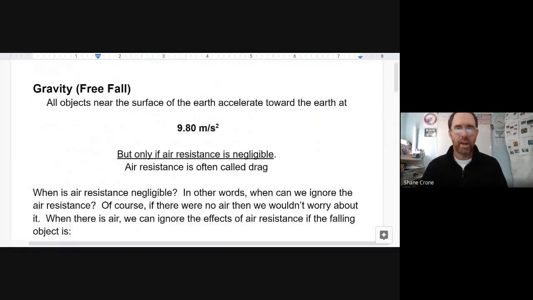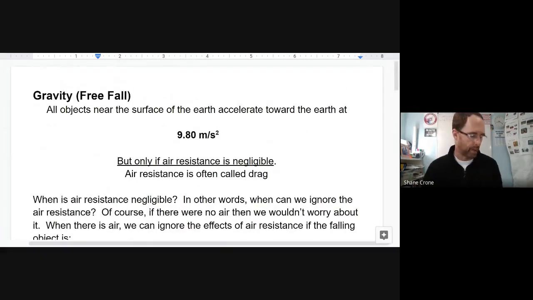All right, so this document is available to you. You can go and look at it anytime. It's shared in Google Classroom. And essentially, what I'm going to do is show you how this thing that we just saw plays out for problem solving when you're trying to solve problems with objects in free fall.